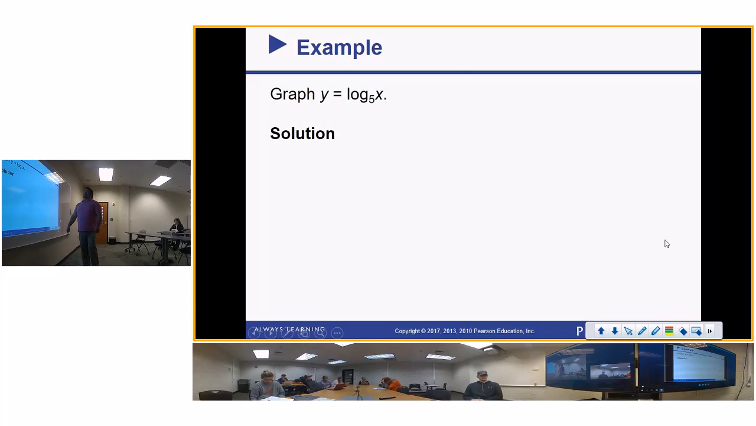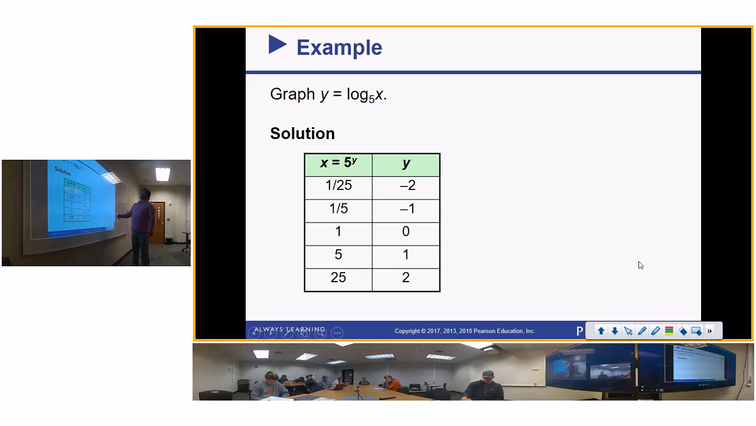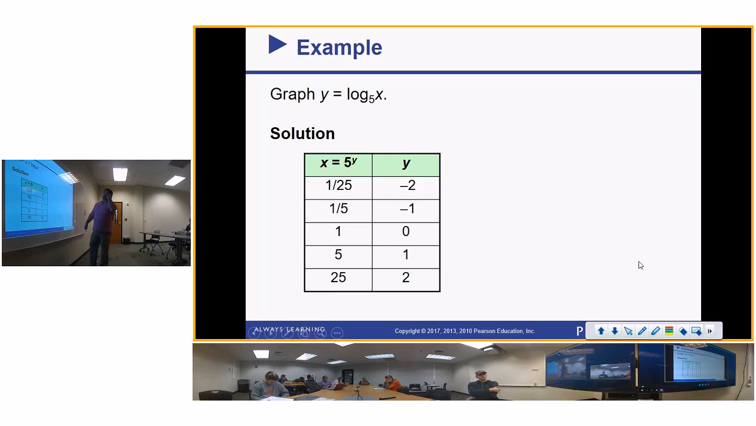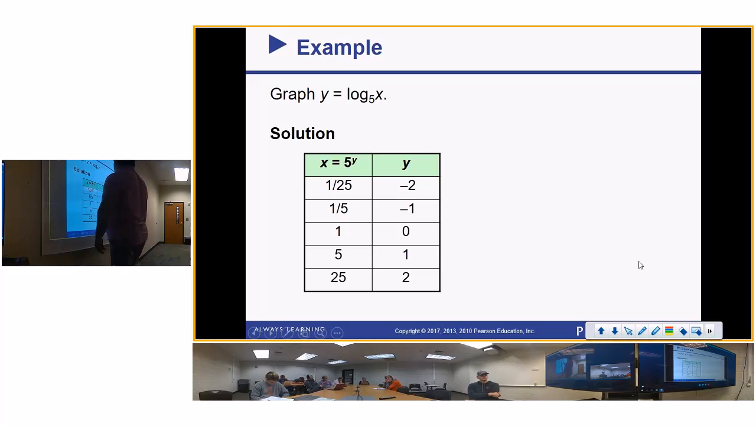All right, graph log base 5 of x. Now, to graph this one, they should be showing you the change base formula. They're wanting you to change it because you cannot graph log base 5 on the calculator, and I'm going to go ahead and throw this out. I shouldn't be doing it this early, but you can't do log base 5.